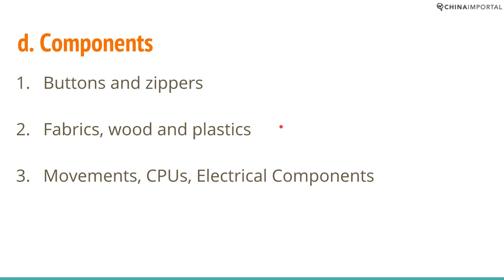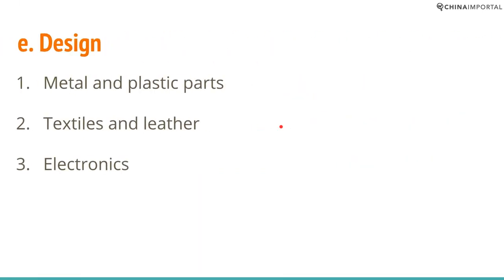What I'm trying to show here is that if you go, say, on Alibaba or Global Sources, and you find a product listing, a listed product, that doesn't necessarily mean that they can only make it with that specific zipper or that specific CPU or that specific watch movement. You can customize. And it's up to you to specify.